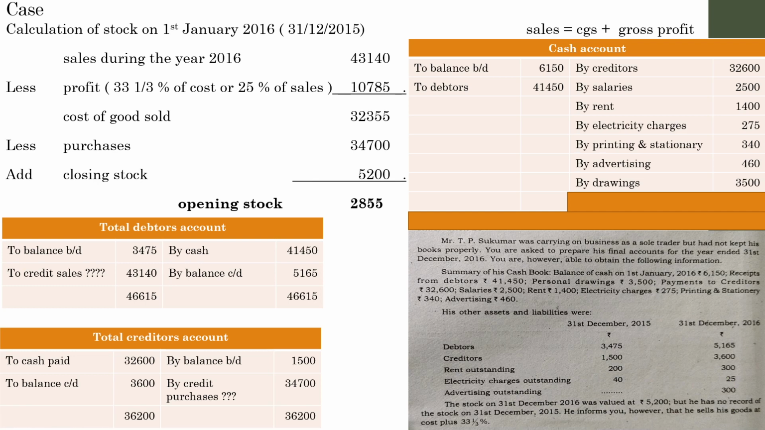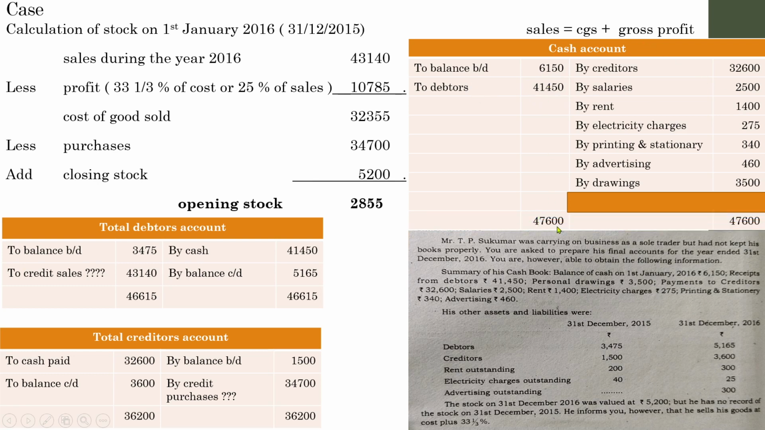So now let us balance this account. At the initial glance you can see that this side total will be higher when compared to this one. So write down the total 47,600. Write down the same total in the other column also. Now take the totals and find the difference between 47,600 and all these amounts. Definitely you will get a difference amount. That difference amount is known as the closing balance. So we have found out the closing balance of the cash account.